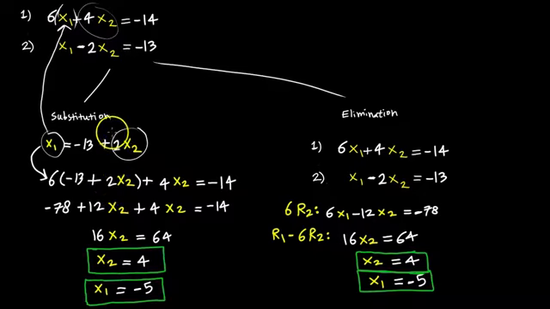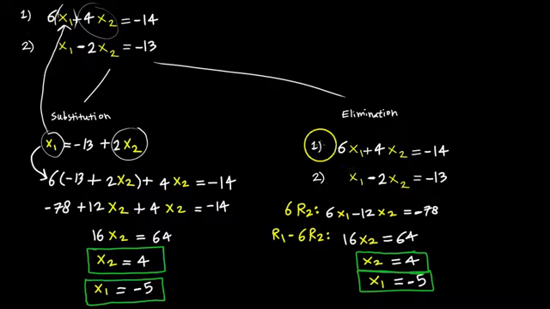So we did it via substitution. Now let's do it by elimination. I'm going to list the equations again here, and what I'm going to do is multiply R2 by 6 to scale it. When I do that, I get 6 times x1 minus 6 times 2 is 12, and 6 times negative 13 is negative 78. Then I'm going to take R1, which is equation or row 1, and subtract 6 times row 2 from it.